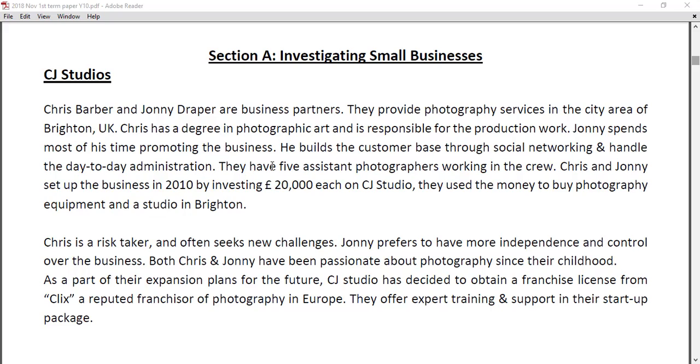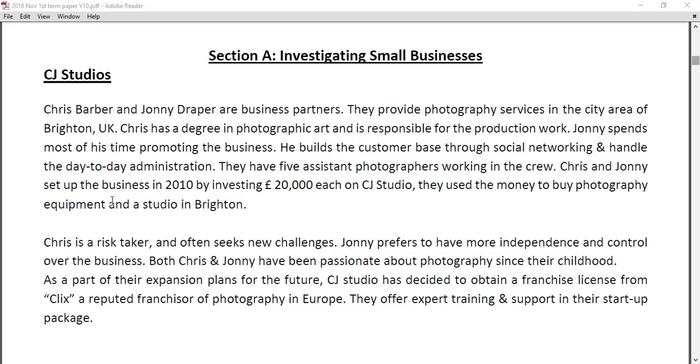And you can highlight this one. They have how many assistants? 5 assistant photographers are there. These are their workers, right? They are the people who are working under them, the payroll. And which year did they start? 2010, right? How much did they both invest? 20,000 each in CJ Studio. And what did they do, we can highlight. They bought photography equipment from that, and a studio also they bought, right?